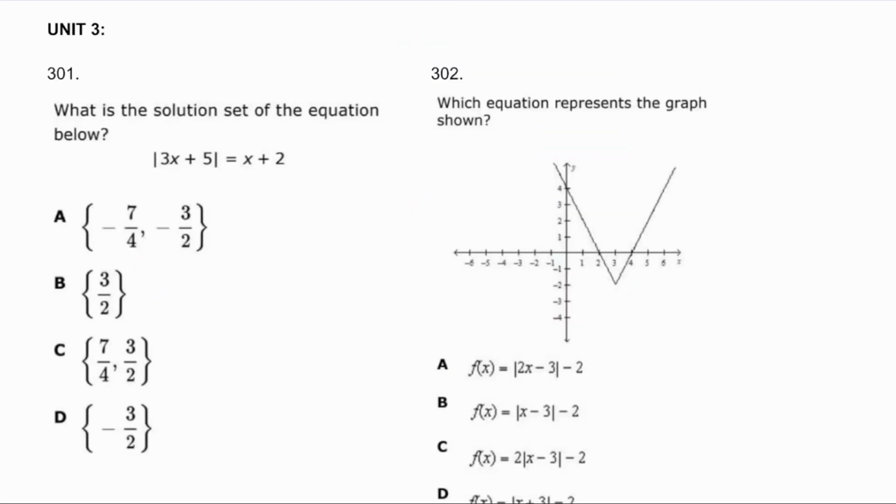All right, unit 3, absolute value. Okay, before I even get into this, let me just remind you of the biggest thing I told you about in the absolute value unit.